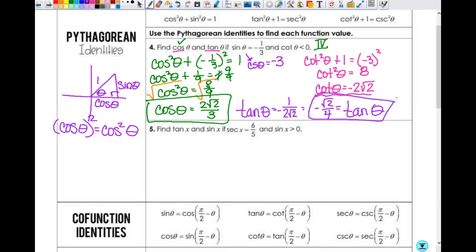They're like little puzzles. Any questions at this point? We all good? Okay. Let's look at number 5.